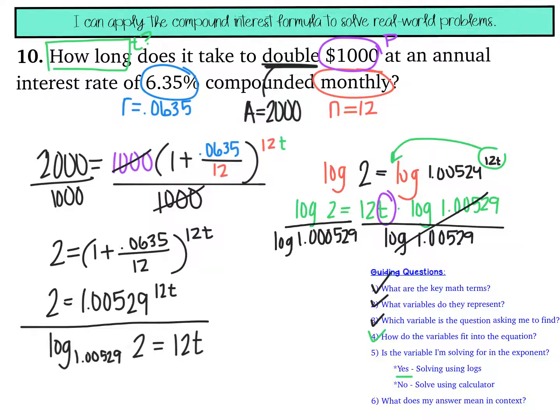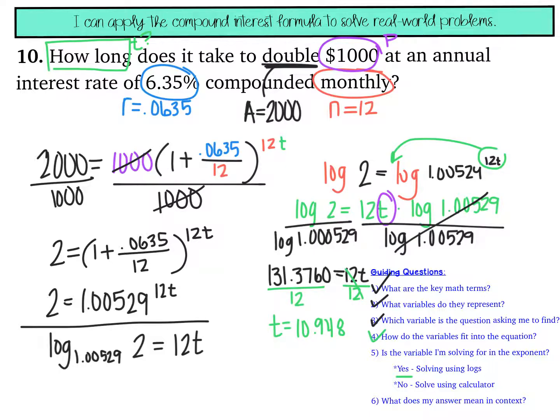So in my calculator, I can say the log of 2 divided by the log of 1.00529, and with that I get 131.3760, and that equals 12t. All right, well, how do I get rid of that 12? Well, I'm going to divide that. So t equals 10.948. So that's one way, using the properties, taking the log of both sides.